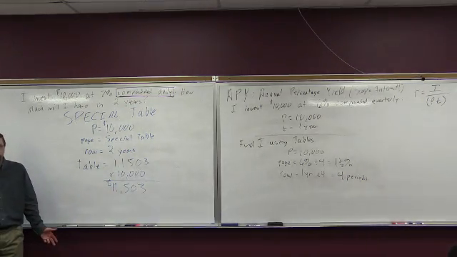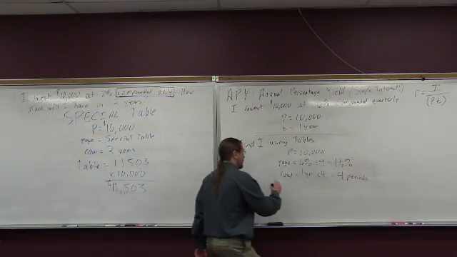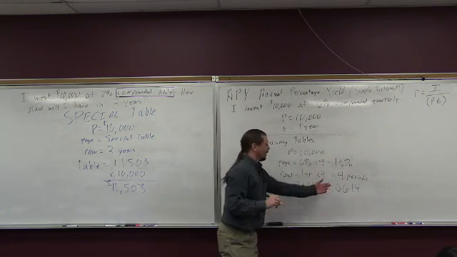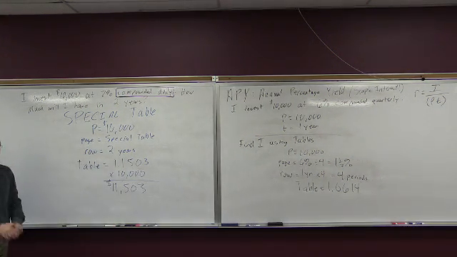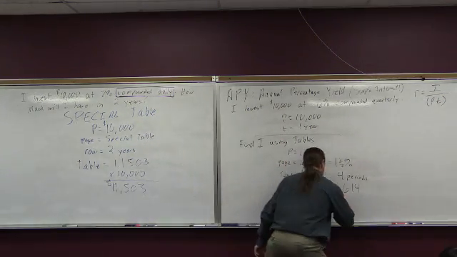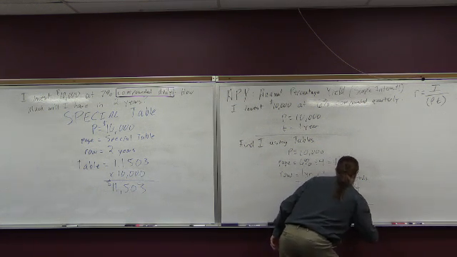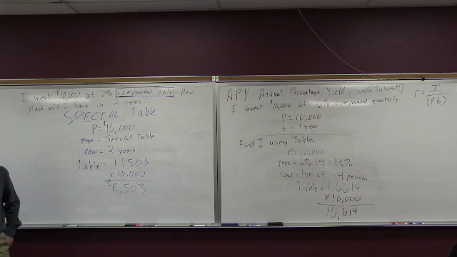What's that number? So my table value is 1.0614. What do I do with that number? Multiply by the principal. Perfect. Principal was 10 grand. $10,614. Is that my interest? Should be more than that. That's my future value. What's my interest?